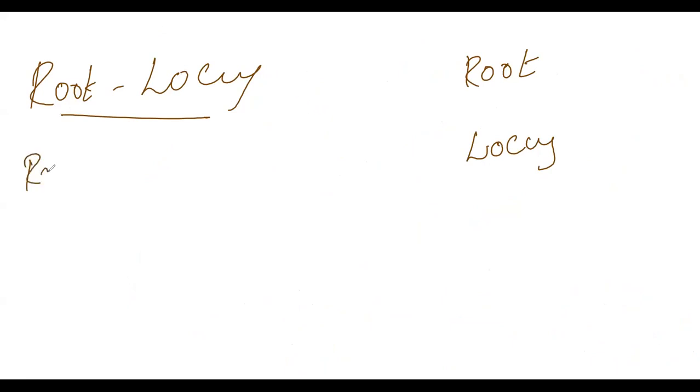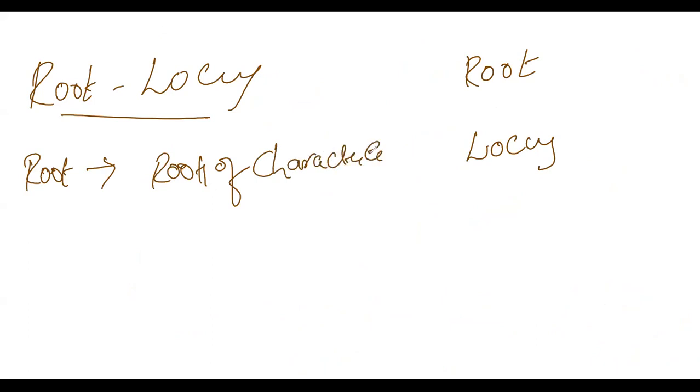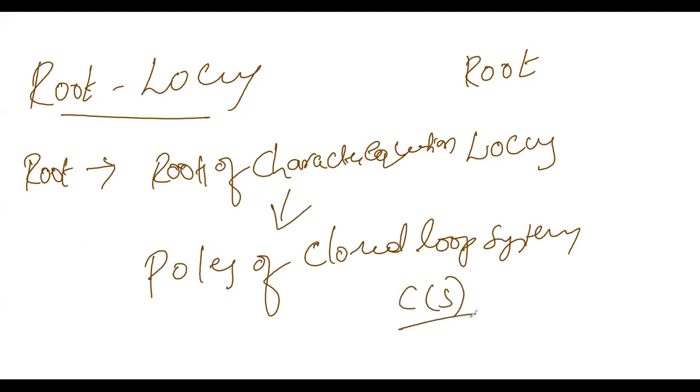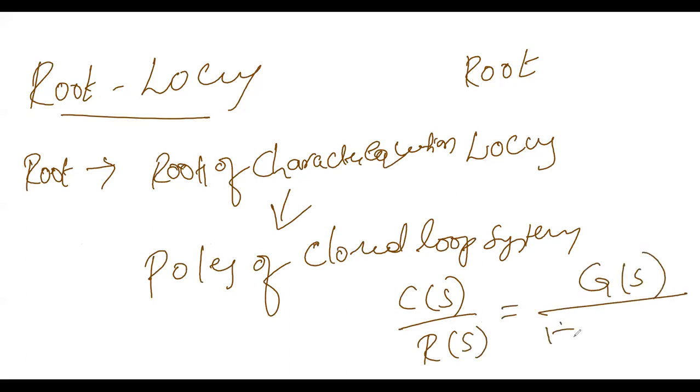Here the root is nothing but roots of the characteristic equation, which are nothing but poles of the closed loop system. Right? So we know the standard transfer function, G(s) by 1 plus G(s) into H(s), isn't it?